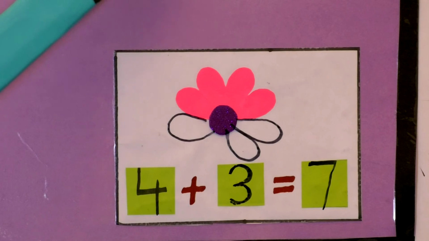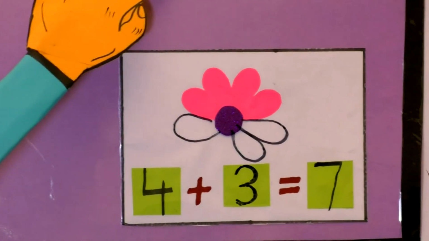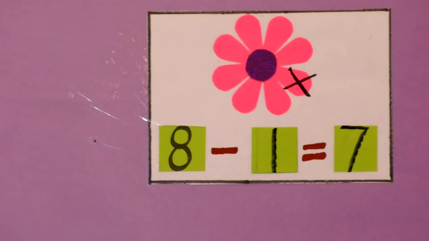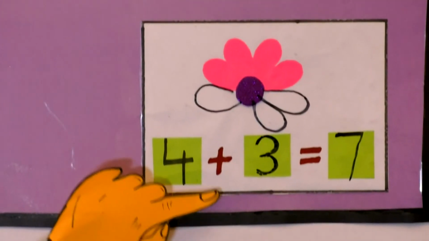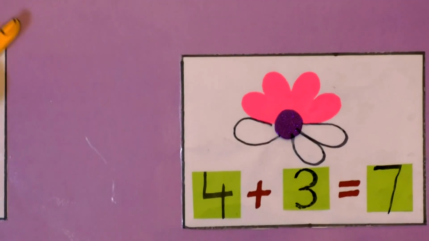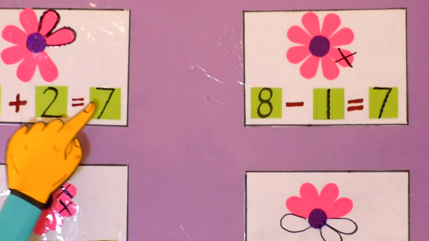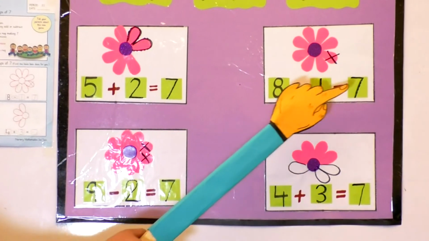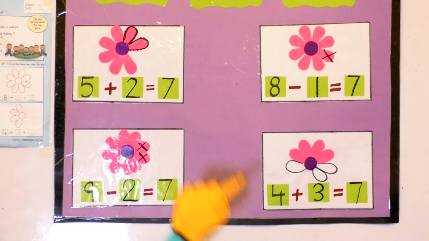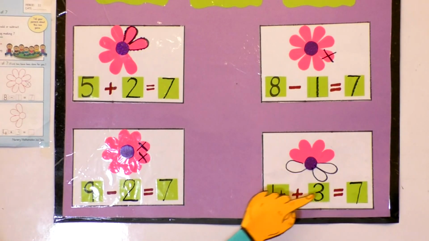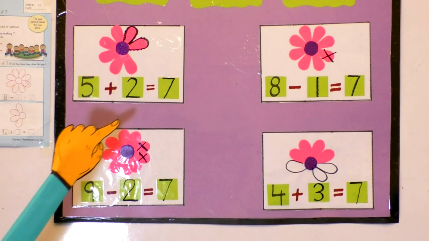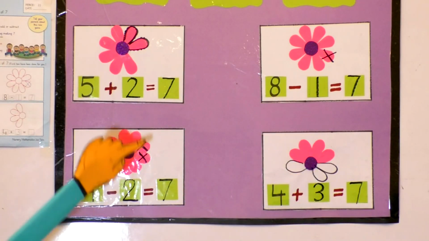When petals were more, we crossed them out and look at the sign. Minus sign is given for crossing out. And for adding, here is the sign of plus. So in all these 4 pictures, we have made the group of 7. 5 plus 2, 7. 8 minus 1, 7. 9 minus 2 is equal to 7. 4 plus 3, it is also equal to 7. So by adding or crossing some petals, we have made the groups of 7.